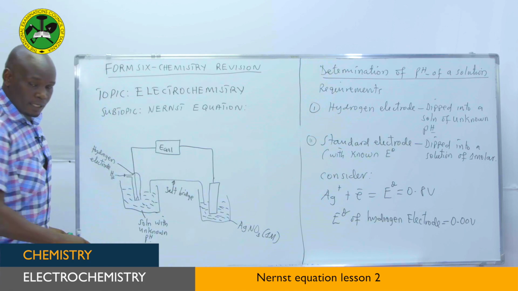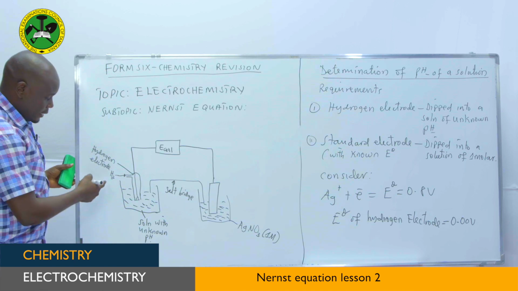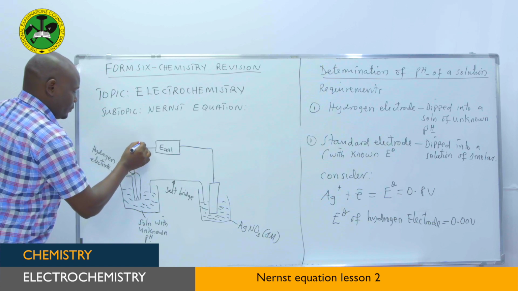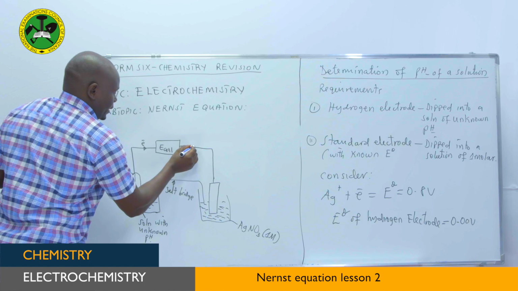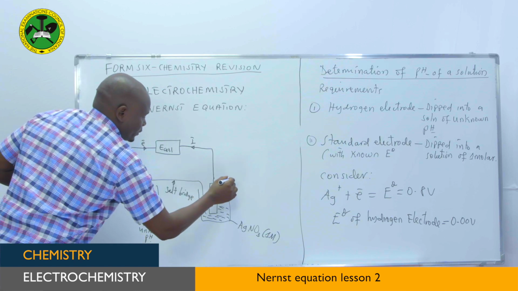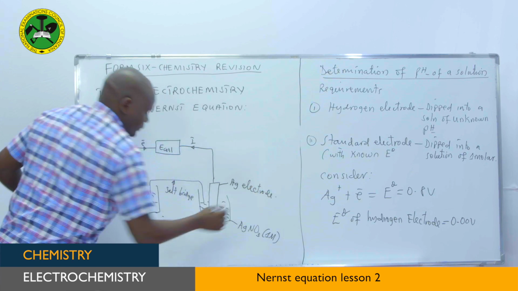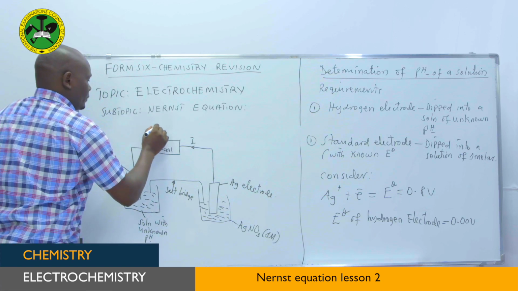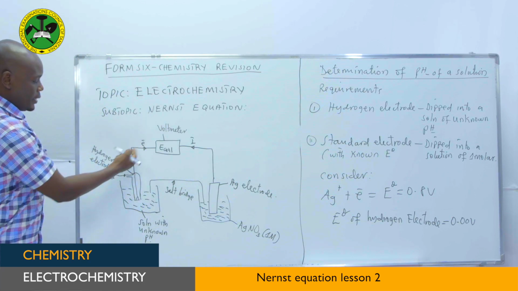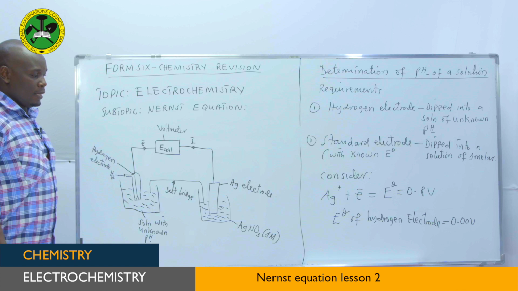This completes the circuit of the cell. Since hydrogen is the more reactive electrode, it will be releasing electrons. So electrons will be moving in that direction, and the current will be moving opposite to the movement of the electrons. This is also the silver electrode, and this is the voltmeter that reads the EMF of a cell that can be produced in that electrochemical cell.